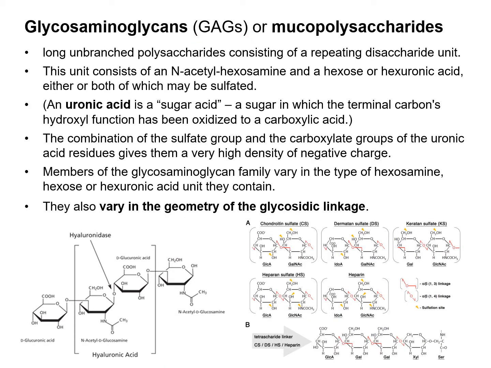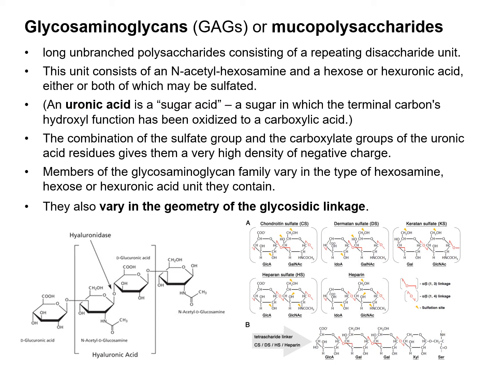Glycosaminoglycans, or GAGs, or mucopolysaccharides, are long unbranched polysaccharides consisting of repeating disaccharide units. These are examples of glycosaminoglycans, where you can see again disaccharides as their units. This unit consists of an N-acetylhexosamine and a hexose or hexuronic acid, either or both of which can be sulfated too. The sulfation happens on these yellow pointed regions. And here, hexuronic acid means that it's a sugar acid.